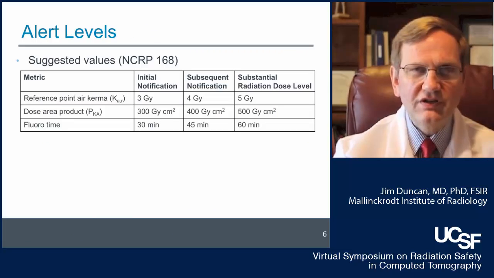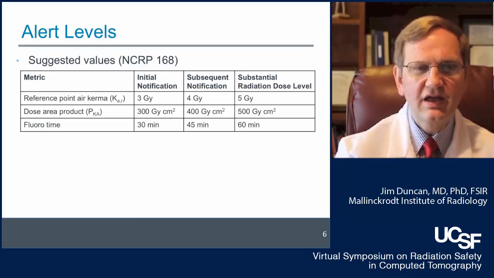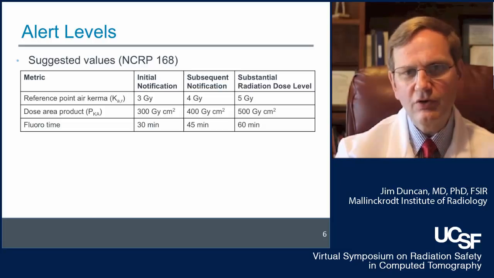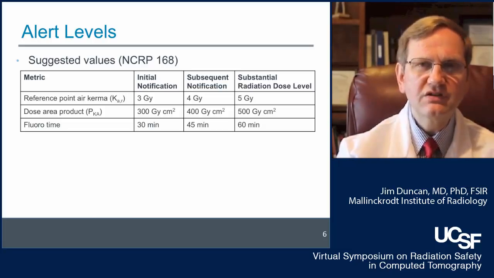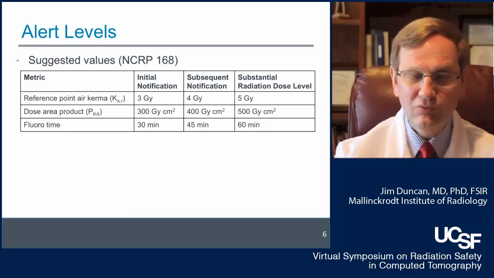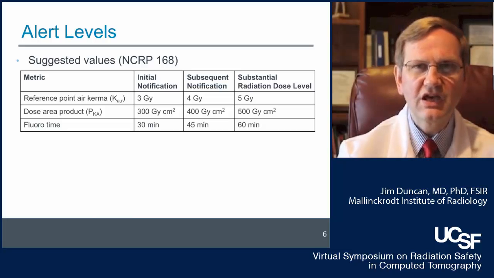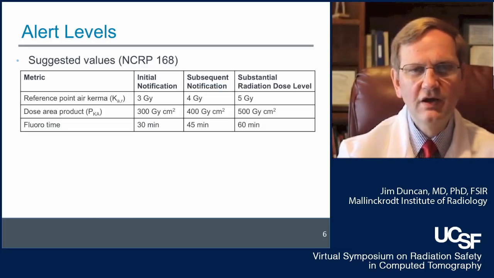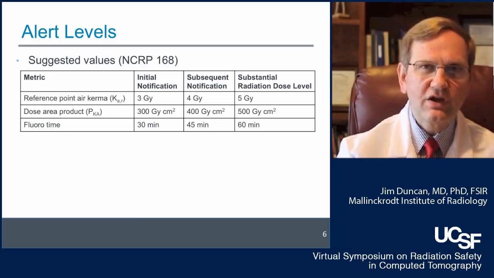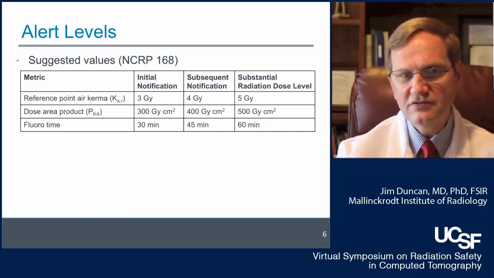Alert levels. So what numbers would you be looking for? Well, NCRP suggests that at 3,000 milligray or 3 gray, there should be initial notification that this requires monitoring at least during the procedure, a subsequent notification when passing 4 gray, and 5 gray is considered a substantial radiation dose level, which will require some patient follow-up.